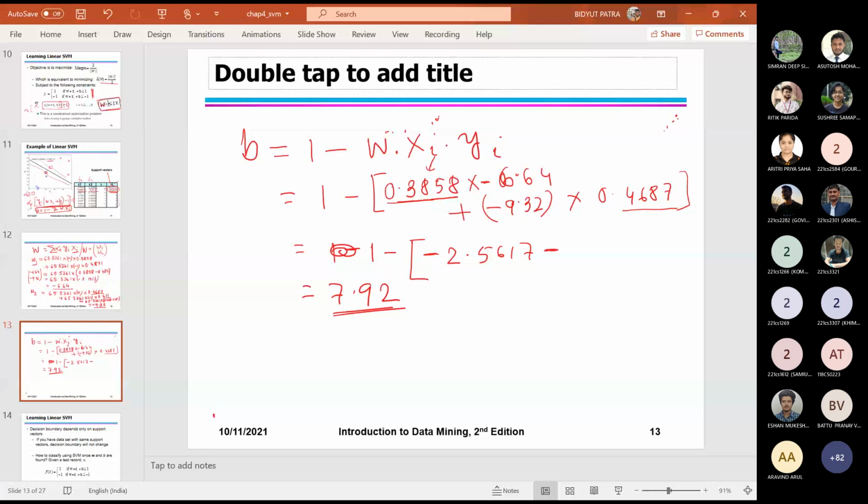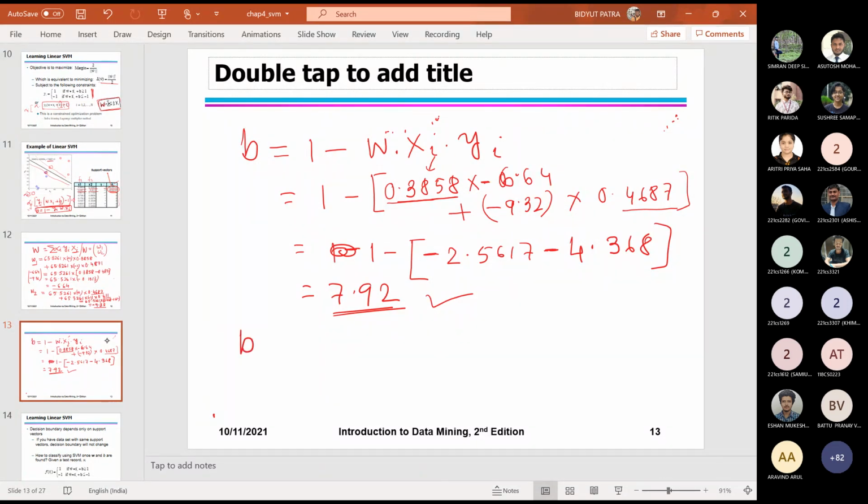Let me do it here. 9.32 into 0.4687. So this is coming 4.368. So approximately 7.92, right? 6 point something, 6 plus 7. So this is for the first sample.